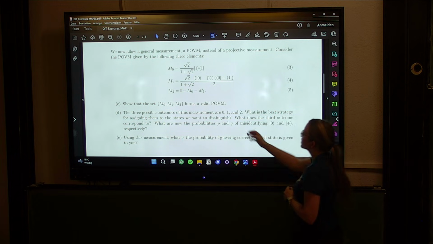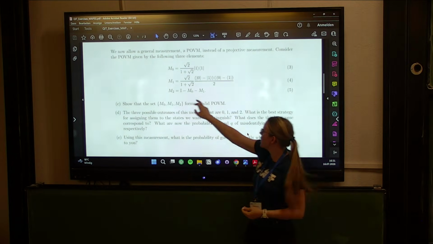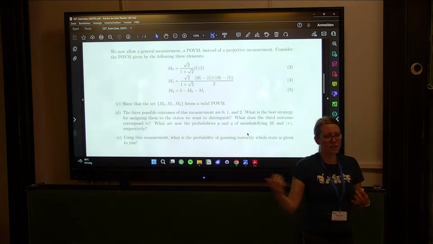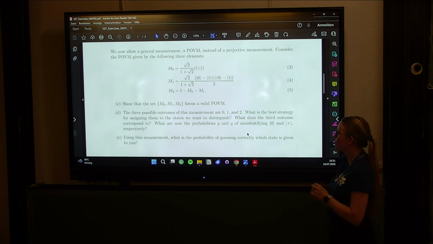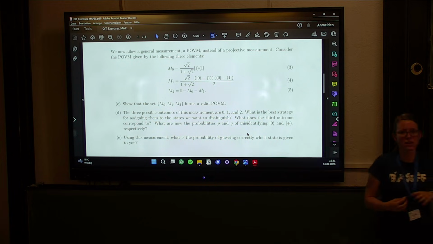That they sum to the identity is pretty obvious from the construction, because the last one is constructed as the identity minus the other two. So that one is very quick. I don't want to go through the calculation of the other ones in detail now.